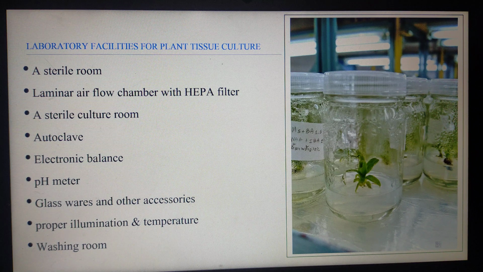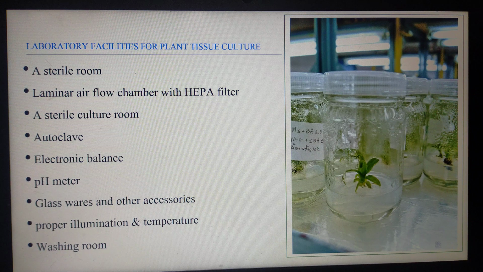Welcome back to the class. We are discussing the plant tissue culture concept. As a part of it, in today's class, we are going to discuss the lab facilities which are required to carry out plant tissue culture experiments.